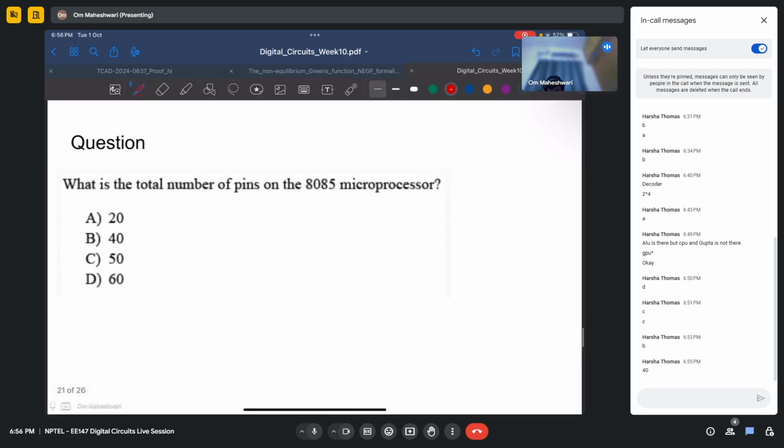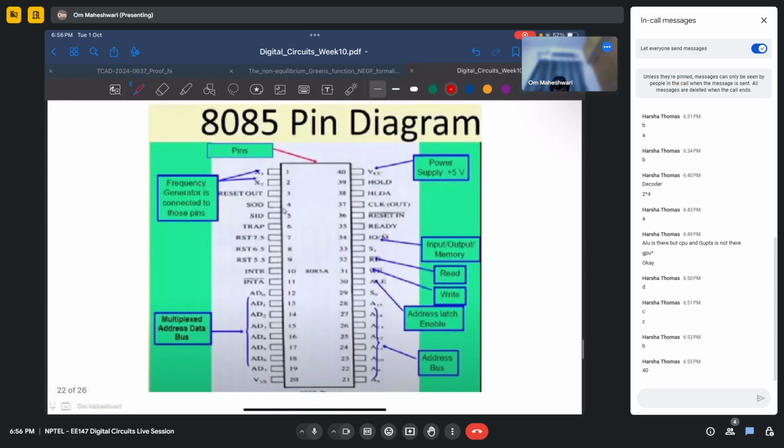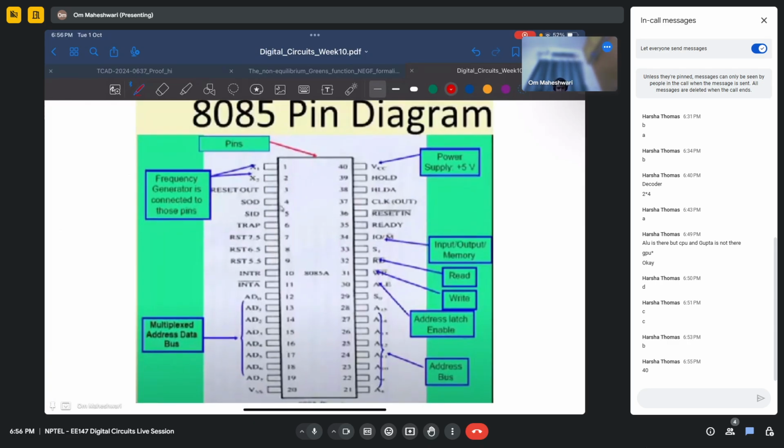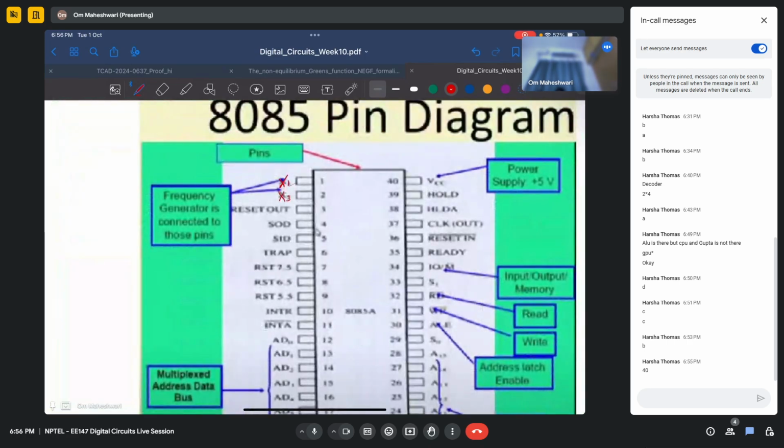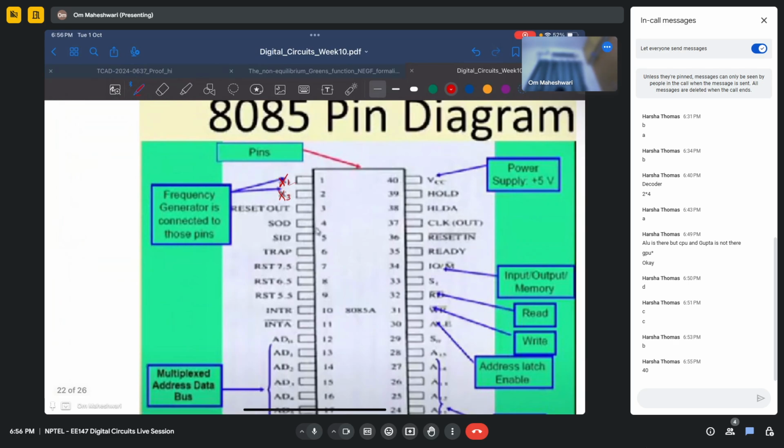Right. There are total 40 pins in the 8085 microprocessor. So you see the pin diagram. There are total 40 pins. If you see the pin diagram, we have this X1 and X2. These are the frequency generator pins where we connect the frequency generator's output.